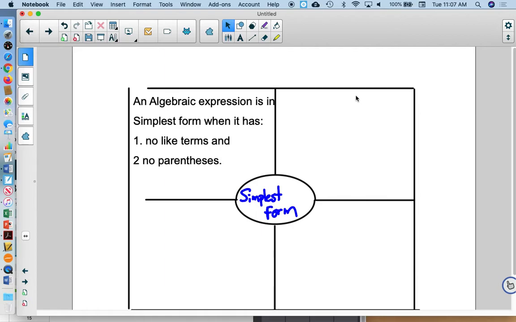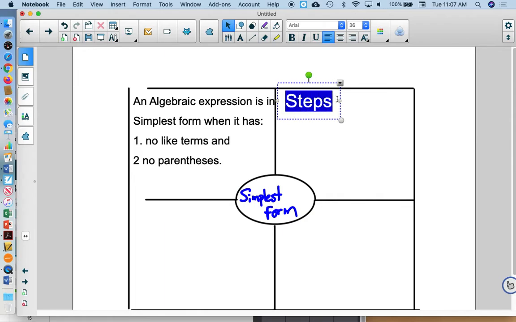Okay, now there's steps. We want to know what are the steps? How do I get it in simplest form? On yours it says additional, and we're going to call it our steps.